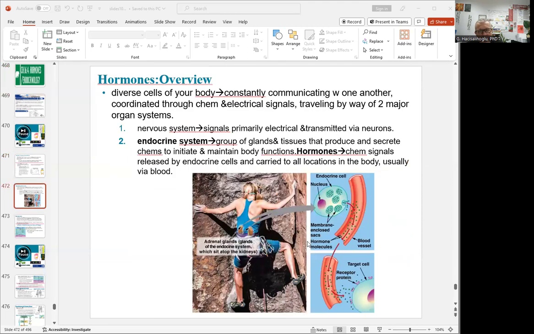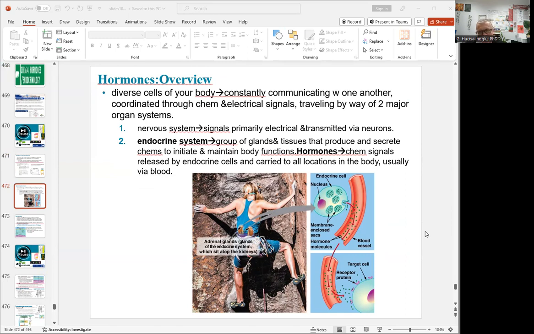So, what is a hormone? Let's take a look at hormones in general. Hormones are chemical messengers. As you know, the cells in our body are very diverse and they communicate with each other. This communication is done by either chemical or electrical signals.